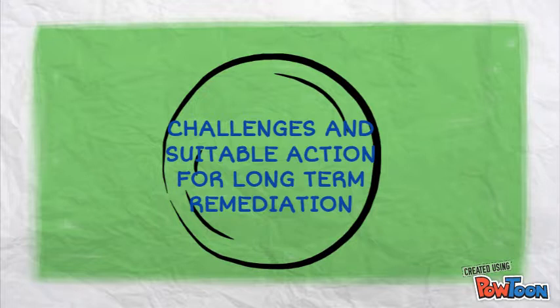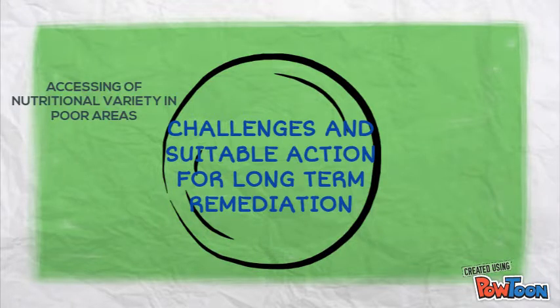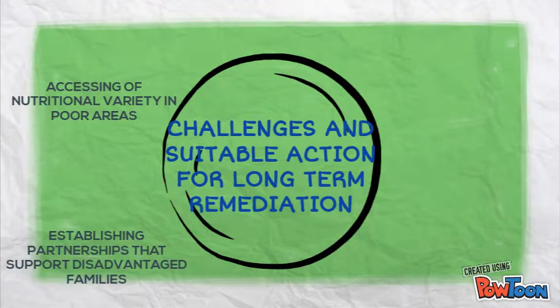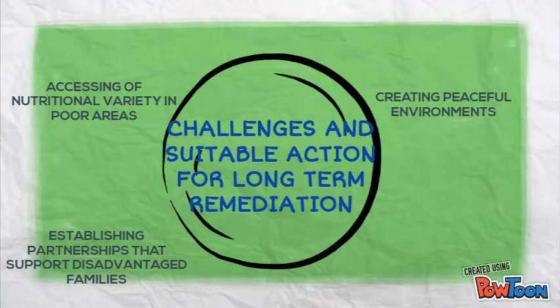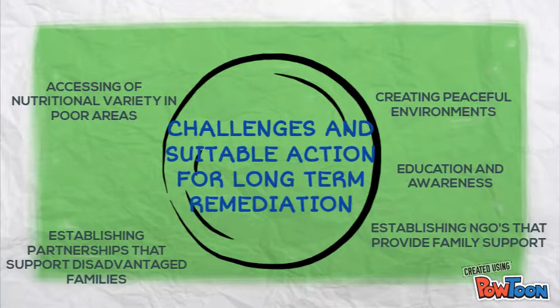Challenges. The difficulty is in increasing healthy and nutritional foods within poor regions. Secondly, establishing partnerships that support children and parents in disadvantaged situations. Despite Kwashiorkor's heaviness in the developing world, especially among poor regions, there can still be modes of remediation. This includes sharing experiences about the importance of balanced diet and creating awareness, creating peaceful environments, and establishing NGOs within communities to support children and parents affected.